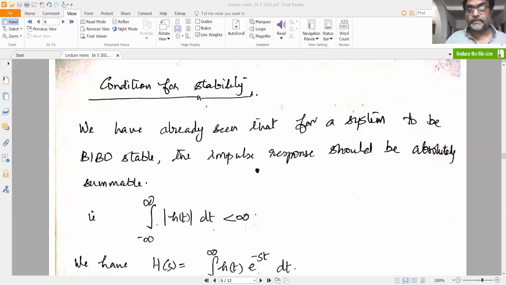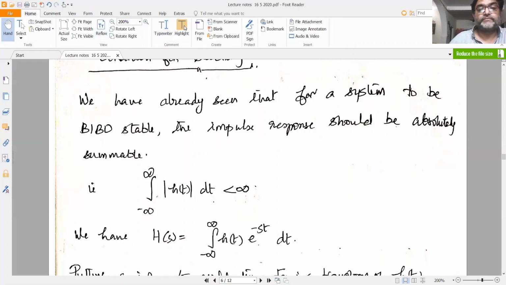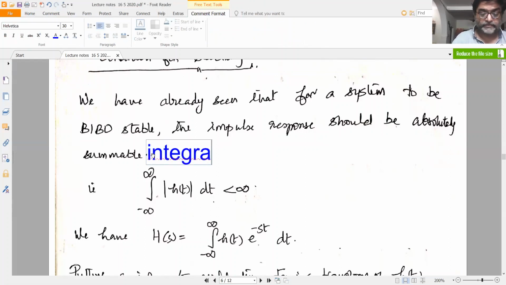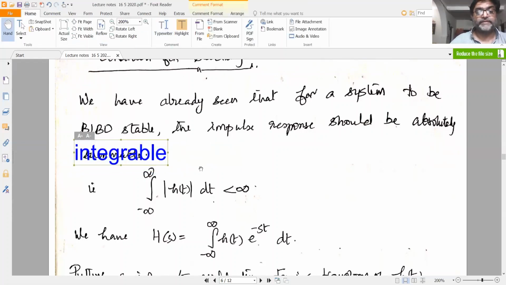So this is the condition for stability that we already know. For a system to be stable, the impulse response of the system should be absolutely summable, absolutely integrable. So you have to read this as absolutely integrable. The impulse response of the system should be absolutely integrable. Which will mean that the integral from minus infinity to plus infinity of modulus of h(t) dt should be less than infinity.